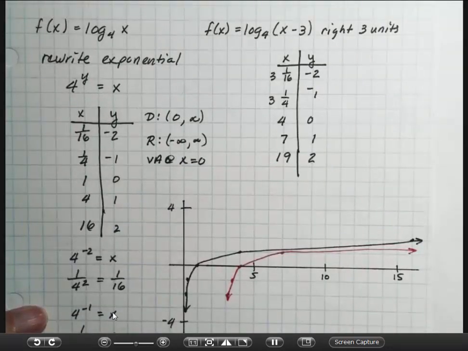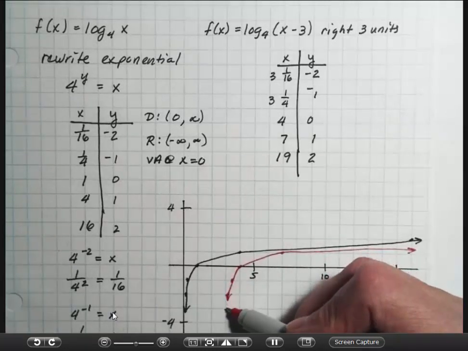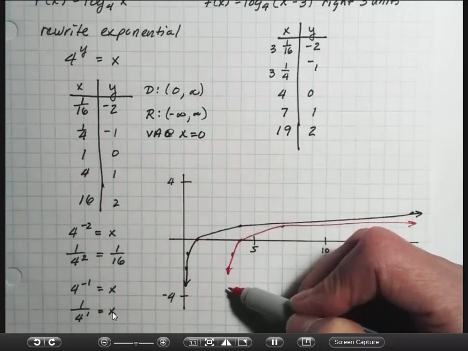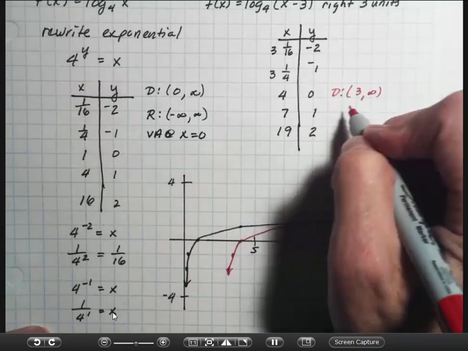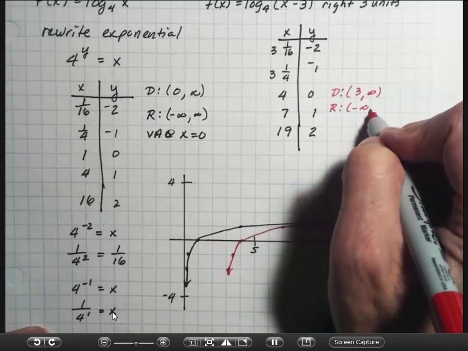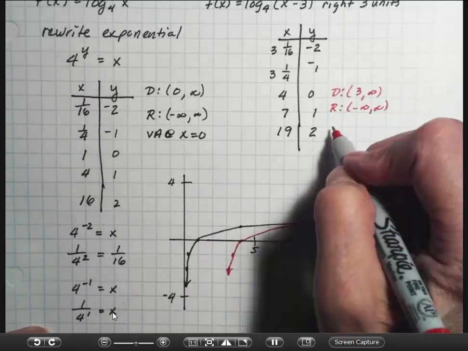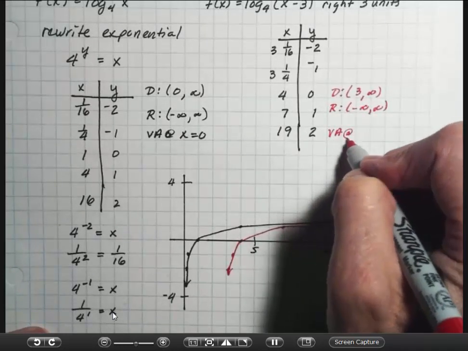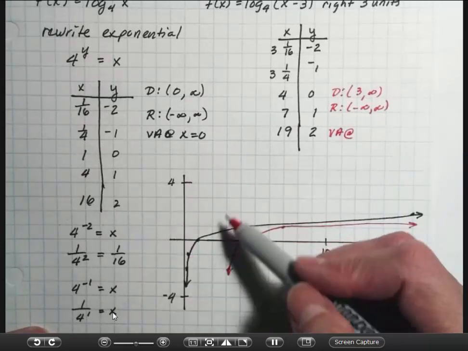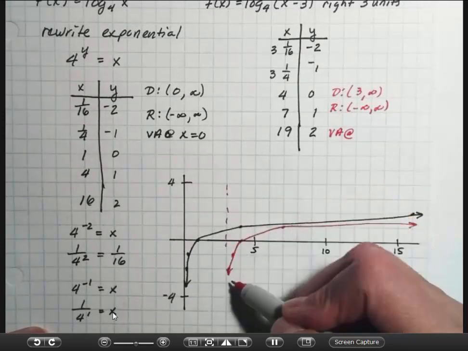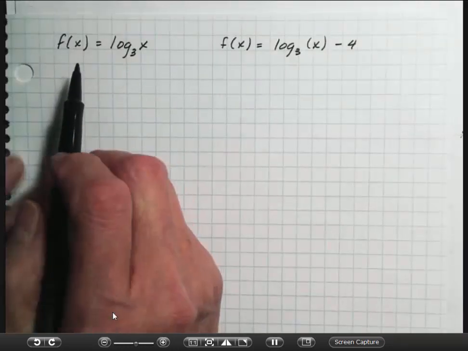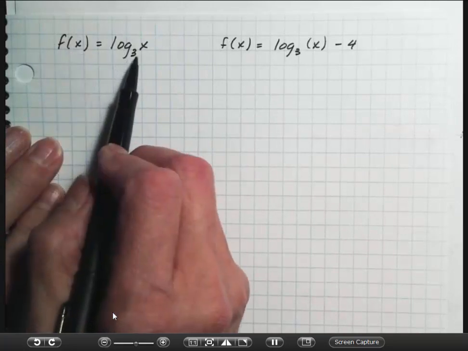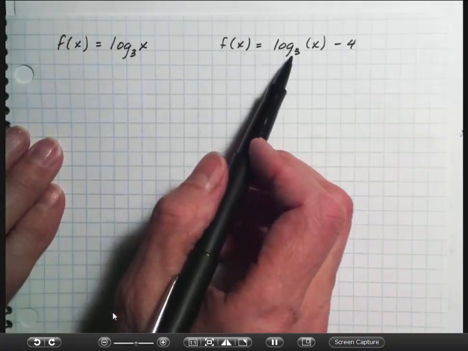My second function, my domain has changed because now I'm approaching 3 instead of approaching 0. So my domain for my second function is going to be 3 to infinity. The range is going to be the same, -infinity to infinity. And then my vertical asymptote also changes. So instead of having one at x equal to 0, I'm going to have one that you don't see at x equal to 3. Now I'm going to do 2 graphs where one is the log base 3 of x and the other one is f of x is equal to log base 3 of x minus 4.